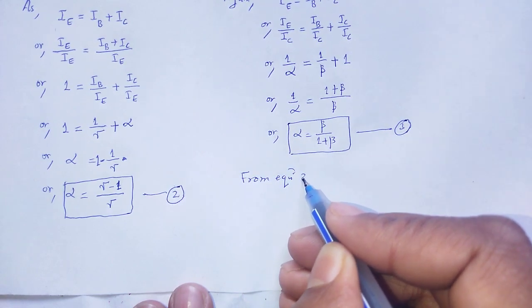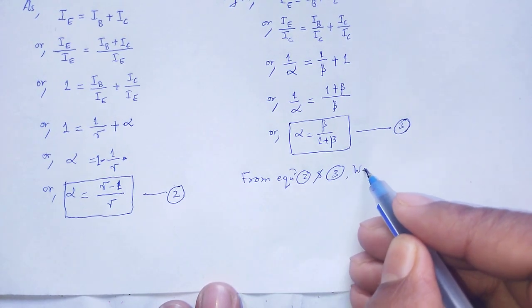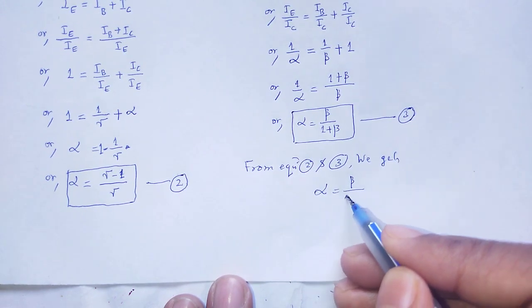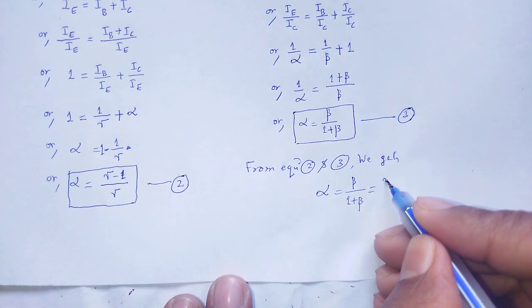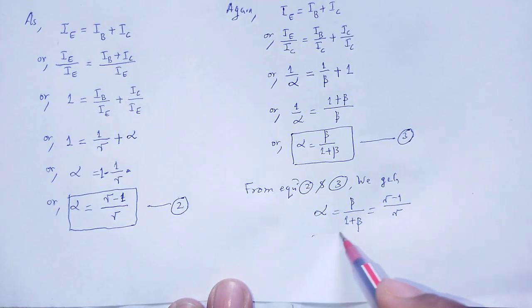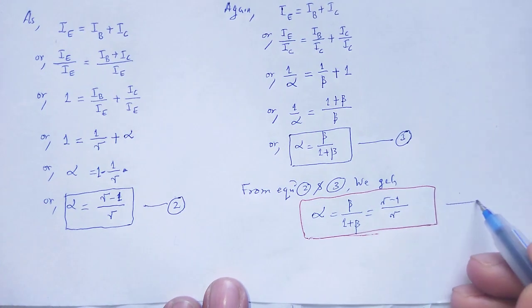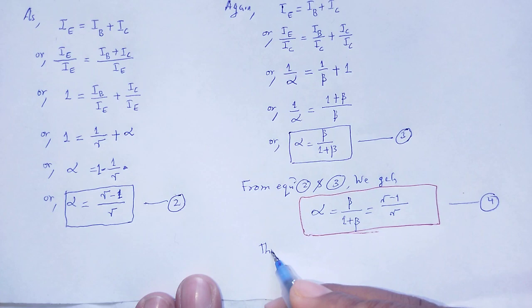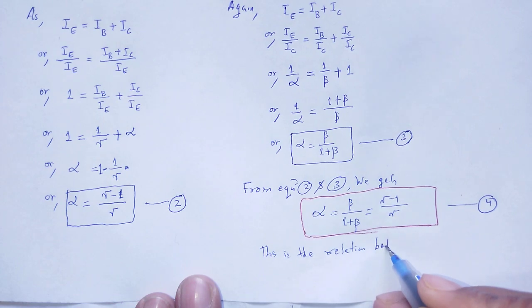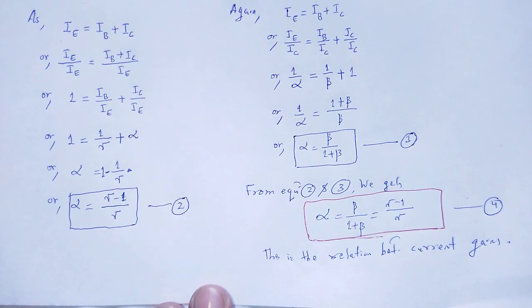From equations 2 and 3, we get alpha is equal to beta divided by 1 plus beta, which is equal to gamma minus 1 divided by gamma. That is the relation between alpha, beta and gamma. This is the relation between current gains.